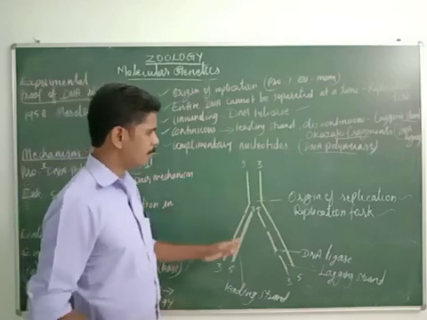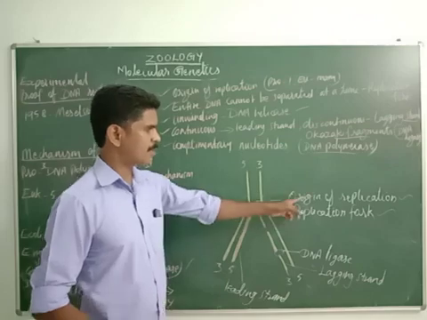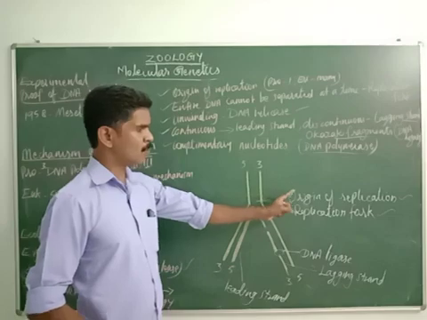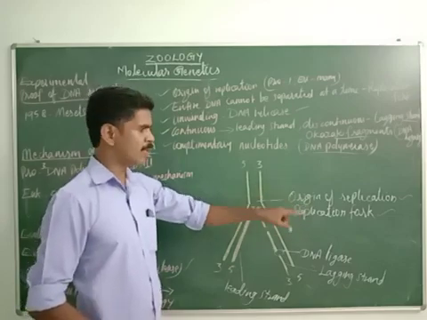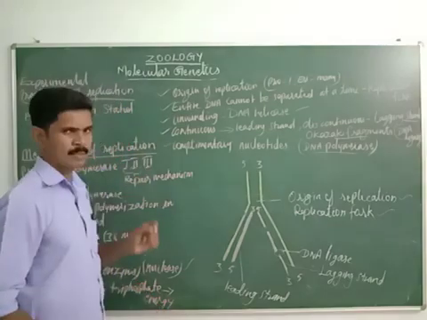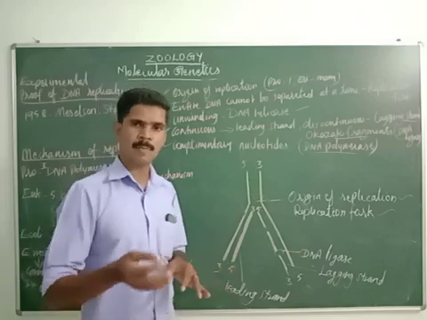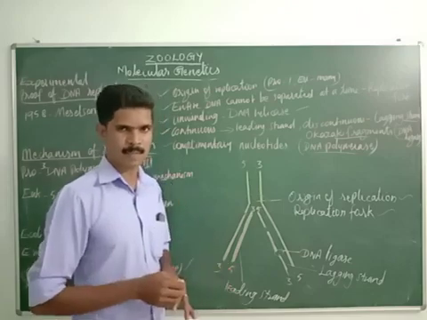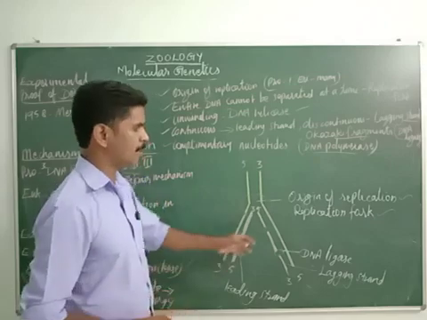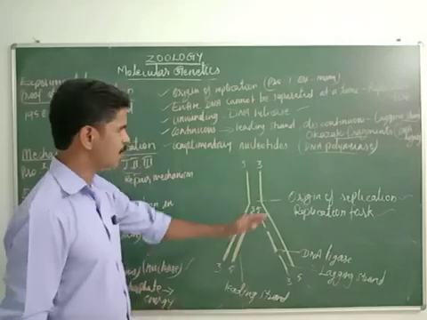Then in a DNA molecule, the replication process begins at a particular site. The name of that site is the origin of replication. In prokaryotic organisms, only one origin of replication is there, but in eukaryotic organisms, many origins of replication are there. The DNA molecule is a complex molecule, so the entire DNA cannot be separated at one time. So the replication process first occurs in a small opening, called the replication fork.